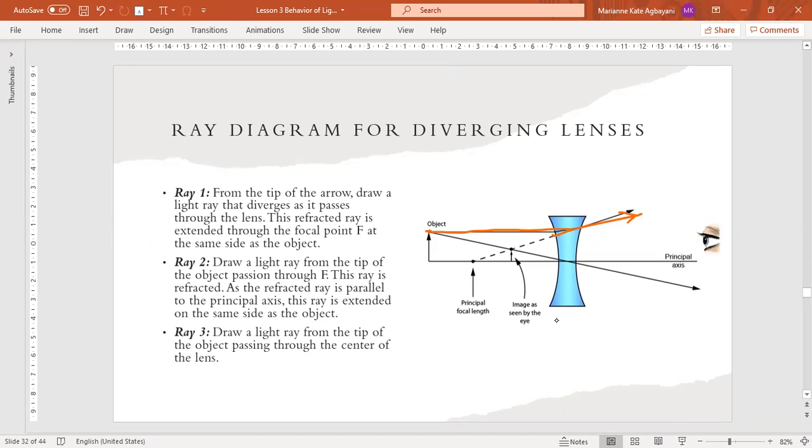Then ray 2, draw a light ray from the tip of the object passing through the F. Where is the F? Assuming this is our F. As the refracted ray is parallel to the principal axis, this ray is extended on the same side as the object. So this is the object, passing through F.